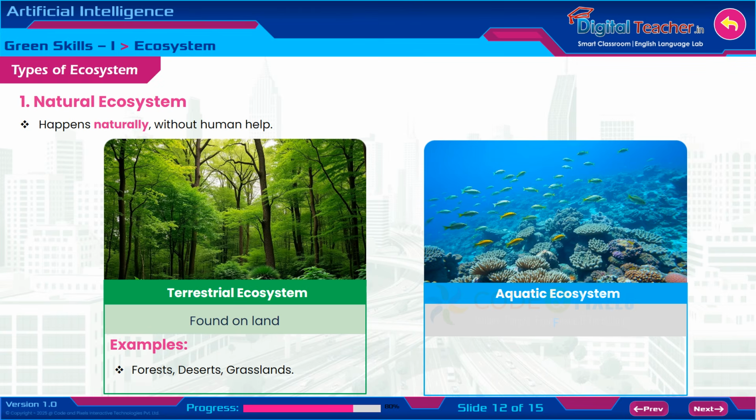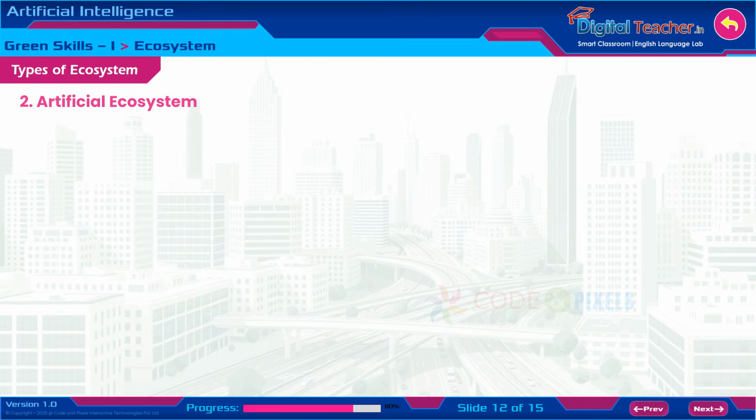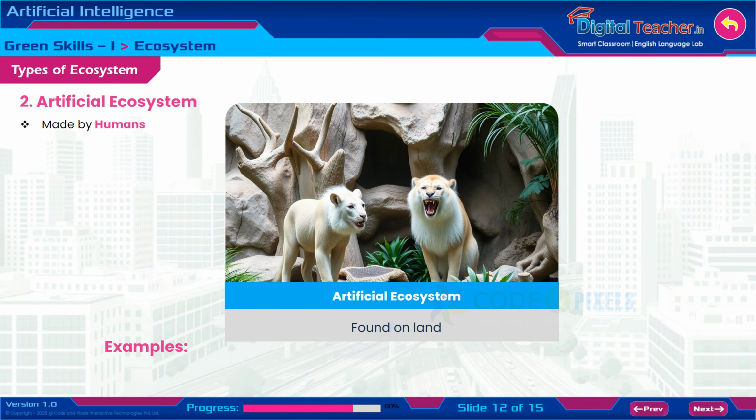Aquatic ecosystem. Found in water. Examples: oceans, marine, rivers, lakes, freshwater. Artificial ecosystem. Made by humans. Example: a zoo where animals live in areas designed by people to look like their natural home.